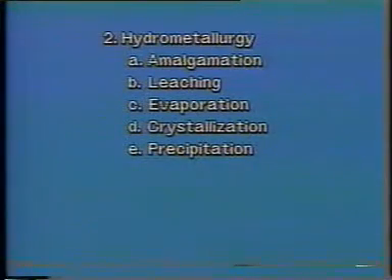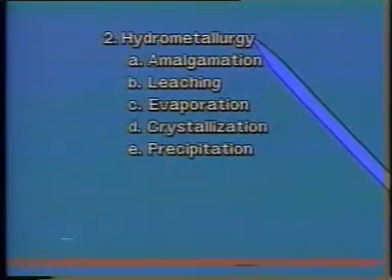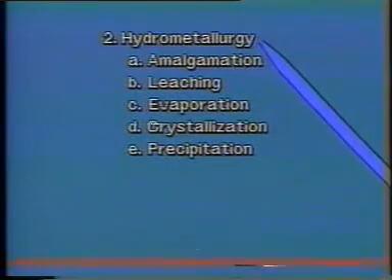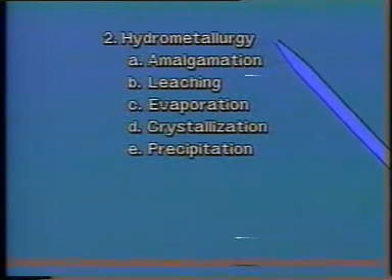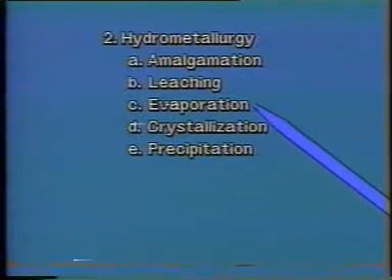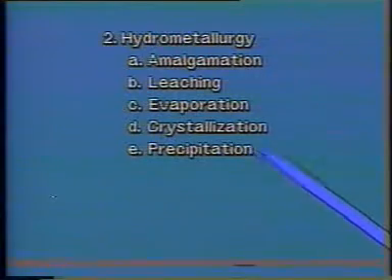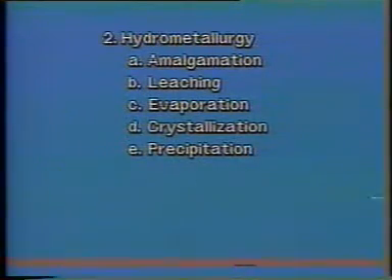After the chemical metallurgy, we have hydrometallurgy. And in this hydrometallurgy, we do things like amalgamation, leaching, evaporation, crystallization, and precipitation. Now, I already described some of these things to you, but we will look at those again just briefly as we go through the preparation or look at some of the materials, like, say, the refinement of aluminum.